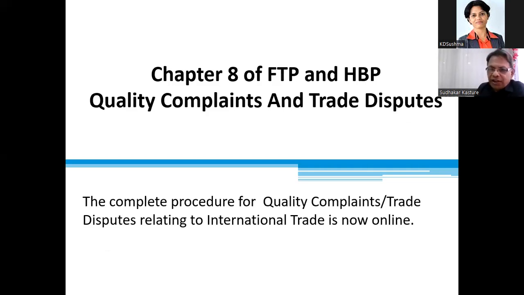Then comes the next chapter of the policy, chapter 8, quality complaints and trade disputes. What is this chapter? The complete procedure for quality complaints or trade disputes relating to international trade is now online. Understand this. There are two kinds of complaints. One, the claim filed by the importer against an Indian exporter. He has supplied unfair quality, he has supplied goods, unethical practices. Anything of this sort.